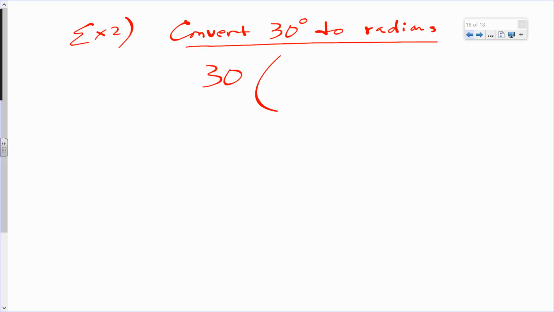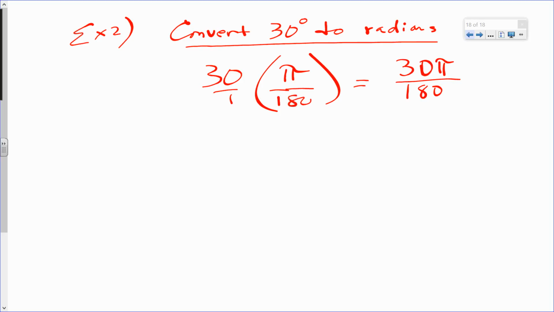So 30 degrees times pi over 180. Cool. That's easy. Numerator times numerator, that's 30 pi over 180. So we'll have a fraction now, right? That will reduce. I think 30 fits into both, if I'm not mistaken. Yeah. 30 fits into 30 once, and into 180 6 times. So it's 1 pi over 6.